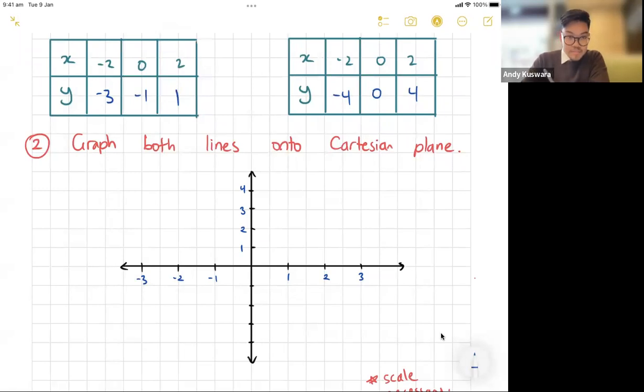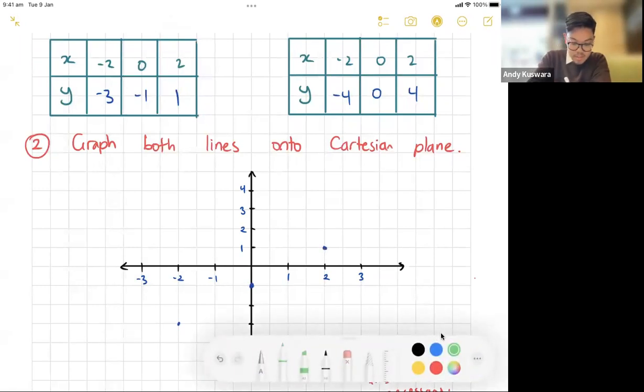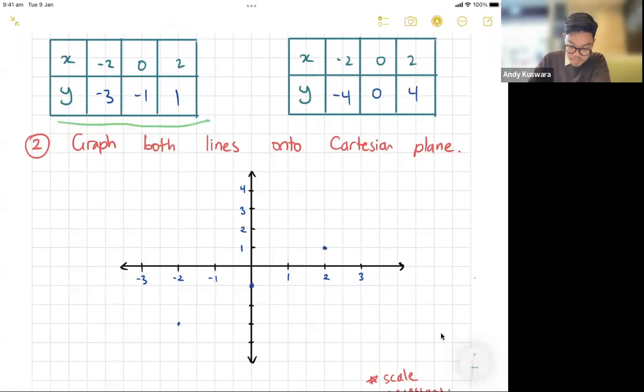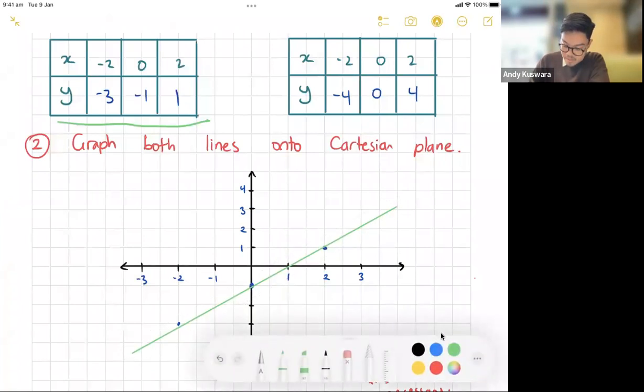So let's take a look here. I'm going to start with the one on the left. I've got minus 2, minus 3. 0 and minus 1. And I've got 2 and 1. So you can kind of see here, and I'm going to label this as the green one. Somewhat like that. I'm hoping that it's close. Okay, somewhat close enough.